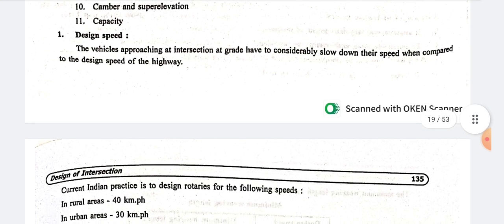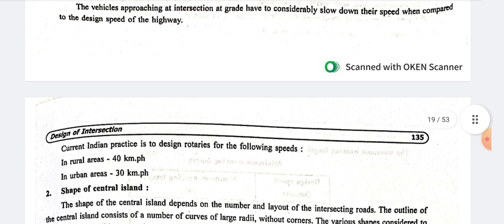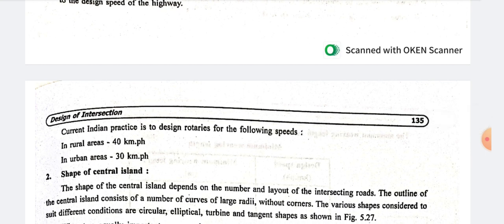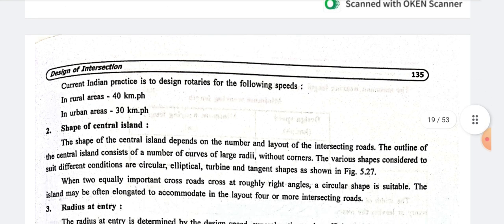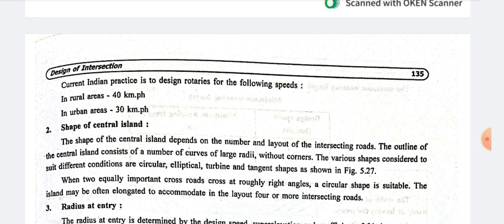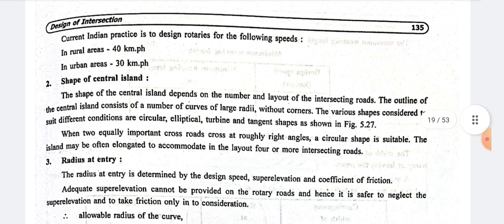So one by one we discuss them. First, we discuss design speed. A vehicle approaching an intersection at grade has to slow down considerably compared to the design speed of a highway. The current Indian practice is to design a rotary for the following speeds: in a rural area, a design speed of 40 kilometers per hour, and in an urban area, a design speed of 30 kilometers per hour.